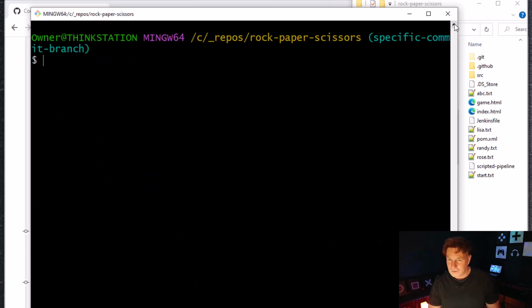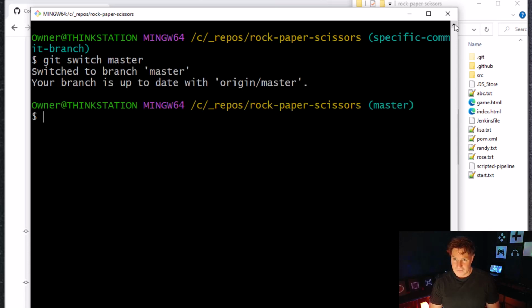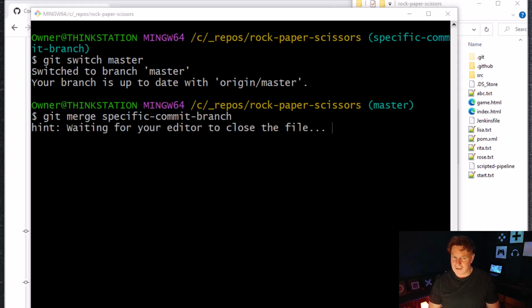is I would have to, specific commit branch is what it's named, I would have to do a git switch onto the master branch. And notice that Randy is not here anymore. And now what I need to do is a git merge, and I need to merge the specific commit branch into master.